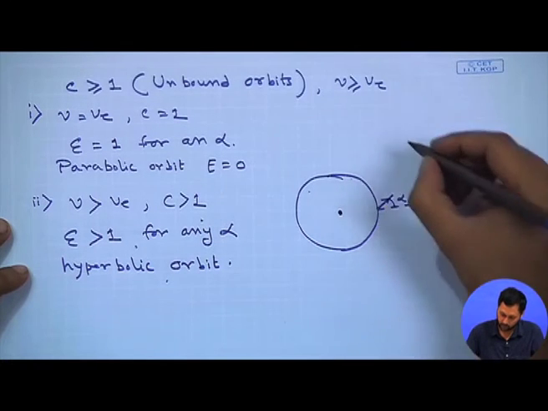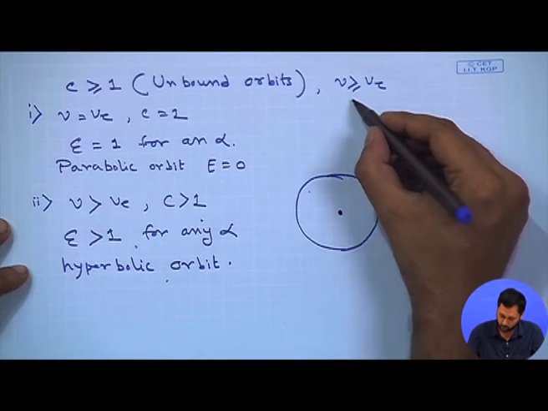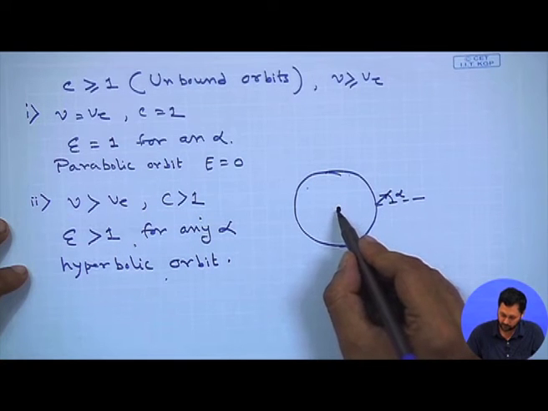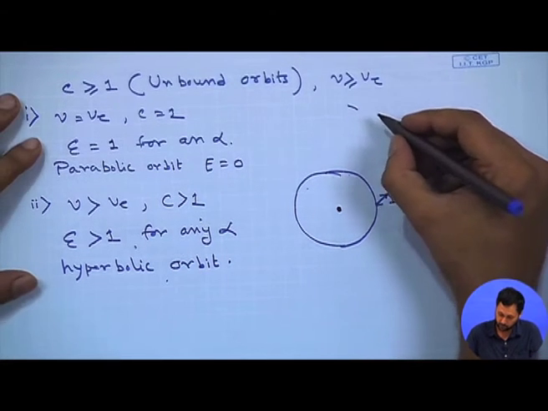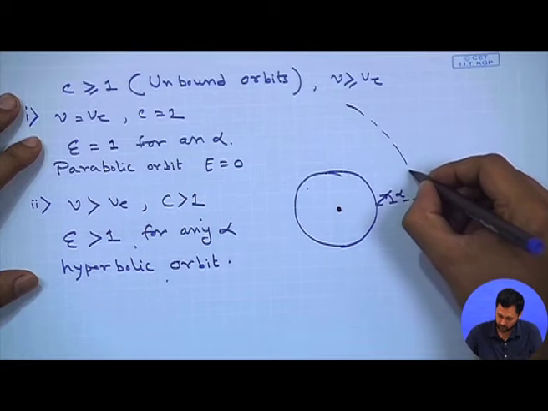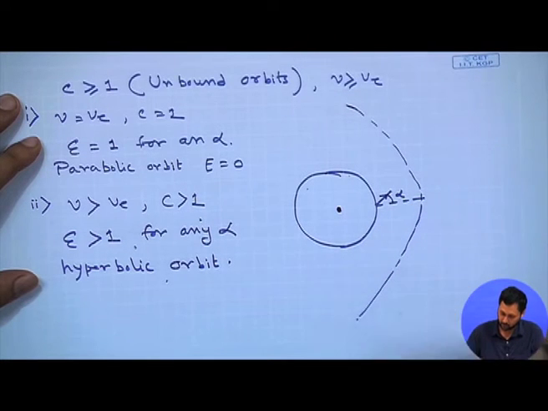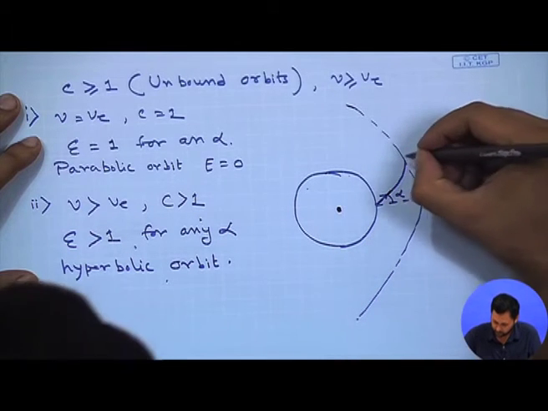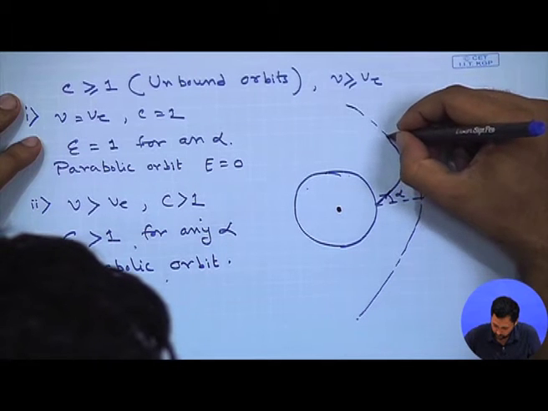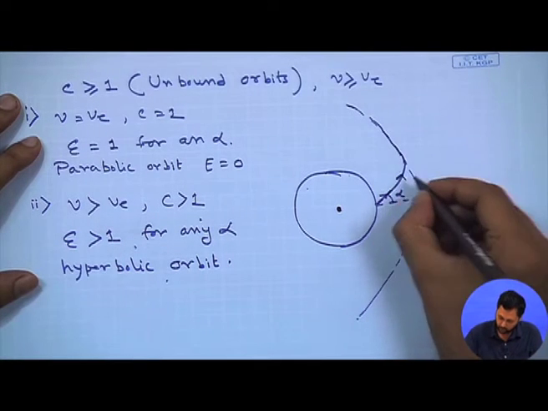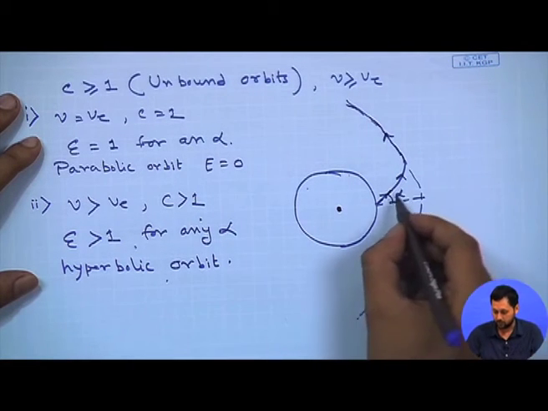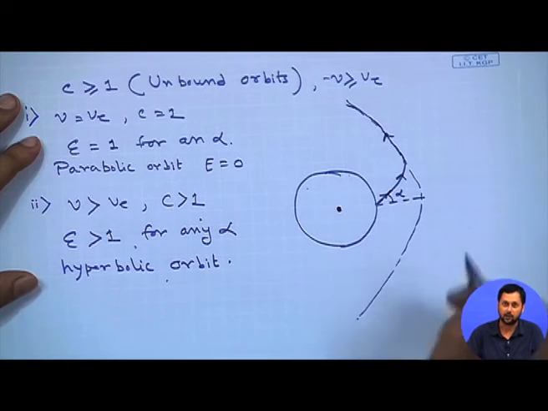So, how does this parabola look like? Please remember, we have to draw a parabola with the force center at one of the foci. So, if we draw a parabola something like this, essentially this orbit will be something like this. After initial launch with an angle alpha, it will go and eventually merge with this parabolic line.